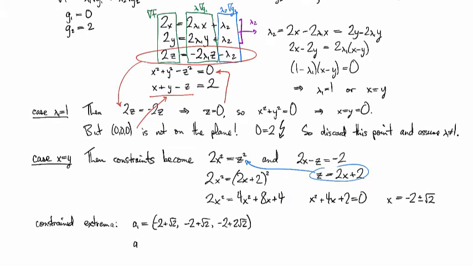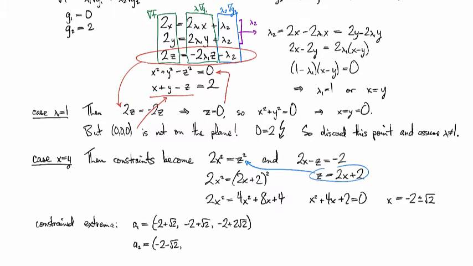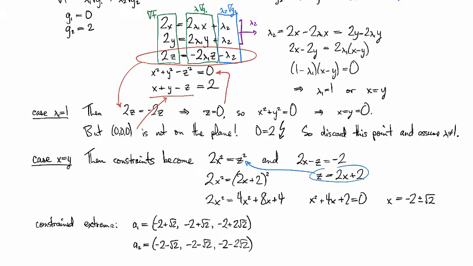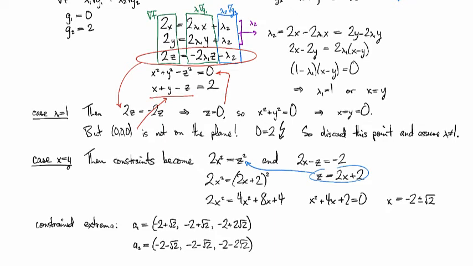And the other one happens when I take x and y to be equal but with the negative root. So that would be with the minus root 2 and minus 2 minus root 2 and minus 2 minus 2 root 2.